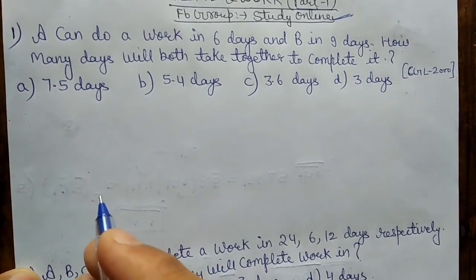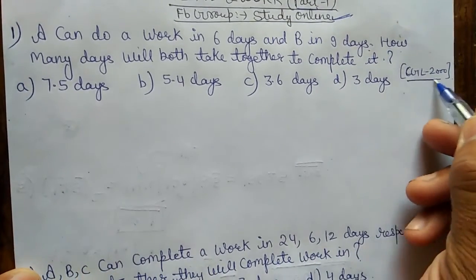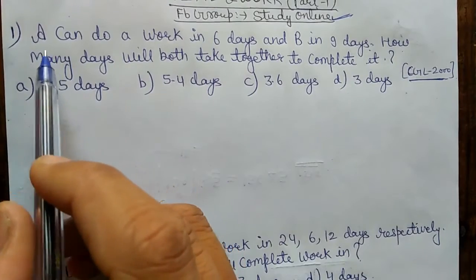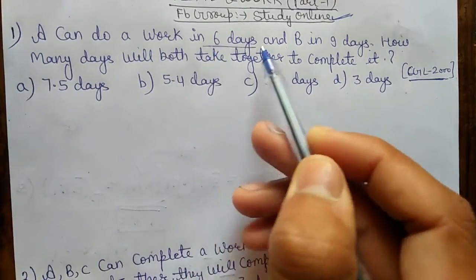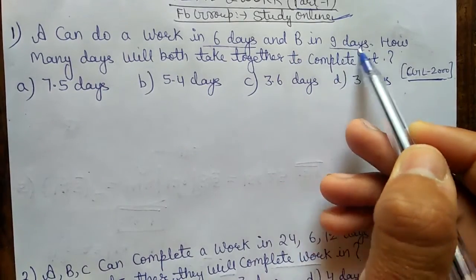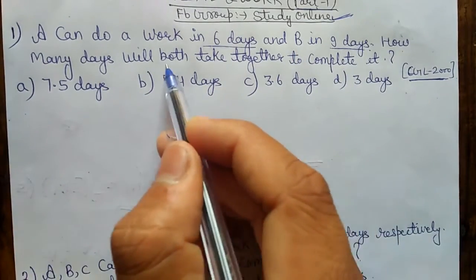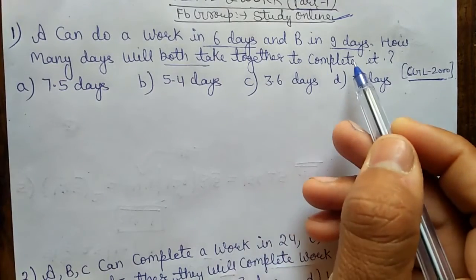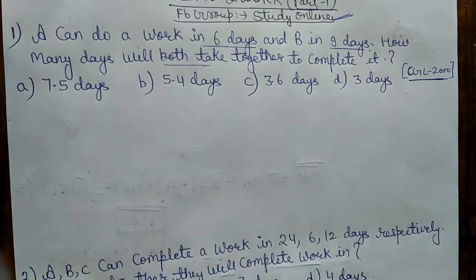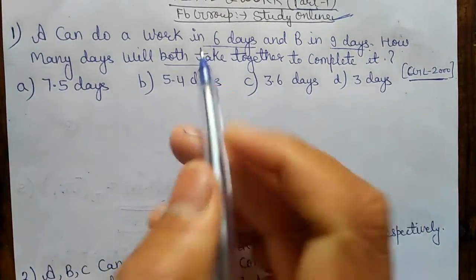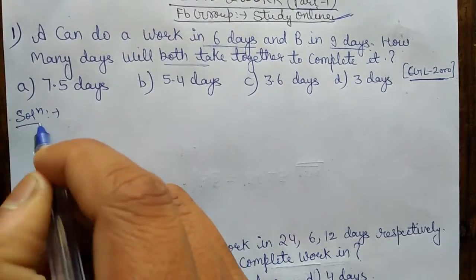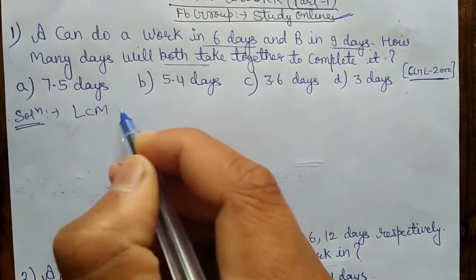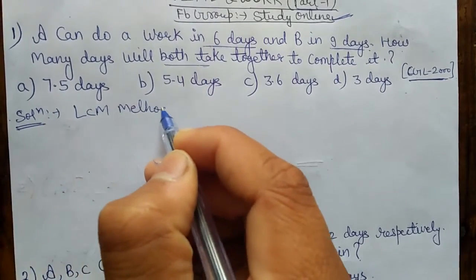The first question given is a CGL 2000 question. A can do a work in 6 days and B can do a work in 9 days. How many days will both take together to complete it? So the best method to solve time and work questions is the LCM method only. We will use the LCM method.